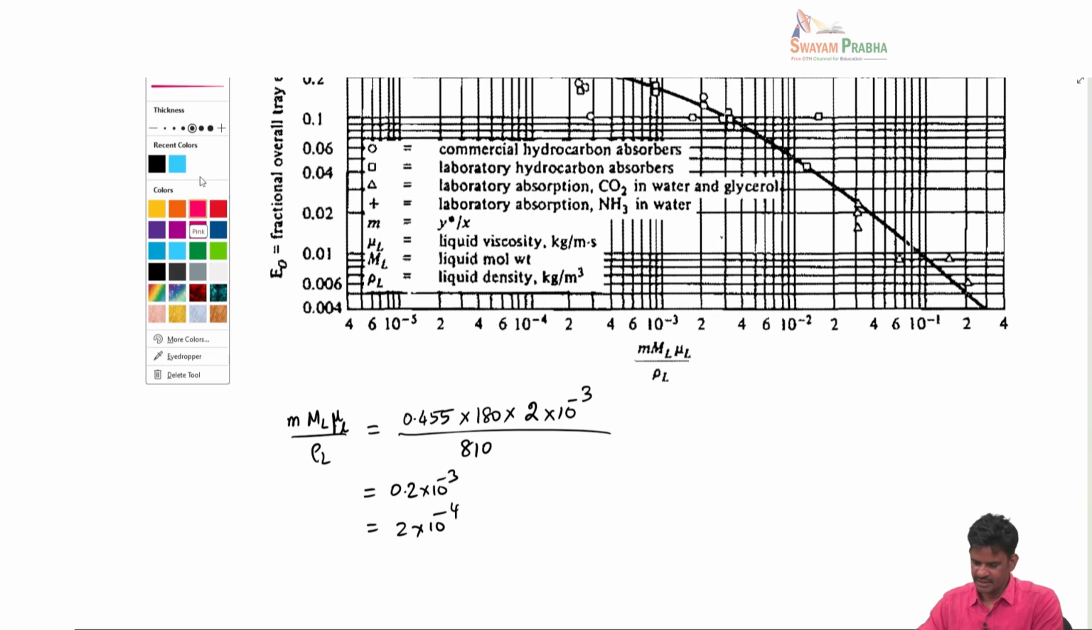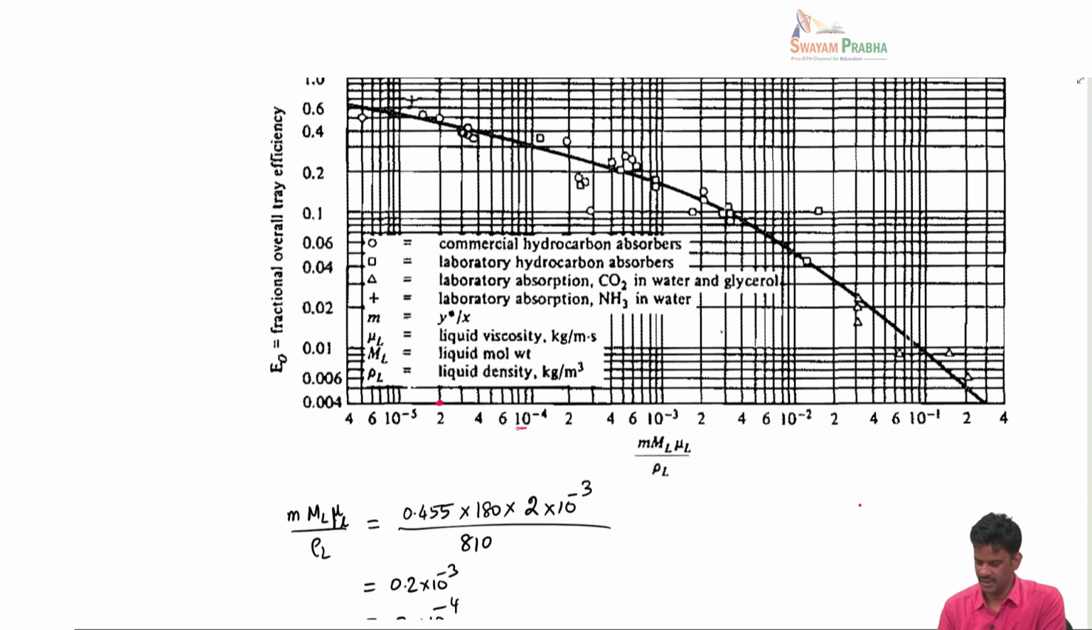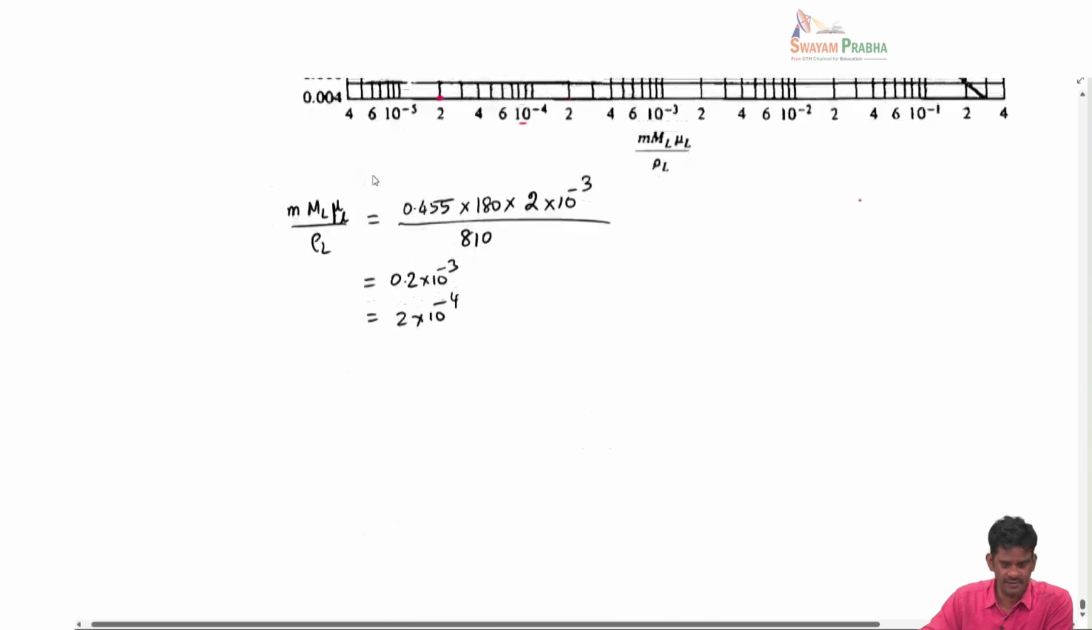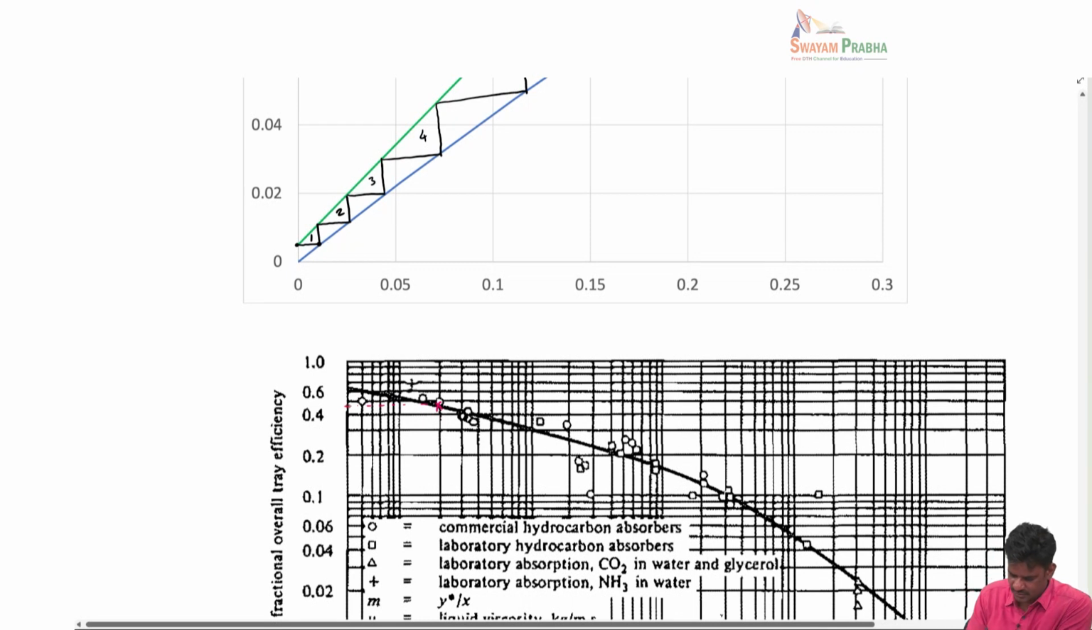So 2 into 10 power minus 4 is somewhere here. 2 into 10 power minus 3 would be somewhere here, but in this problem it is 2 into 10 power minus 4. So somewhere here I should read this value. It is roughly between 0.4 and 0.5. Maybe we can take 0.45. Let me just draw that line. This is the line that I'm reading from this point.